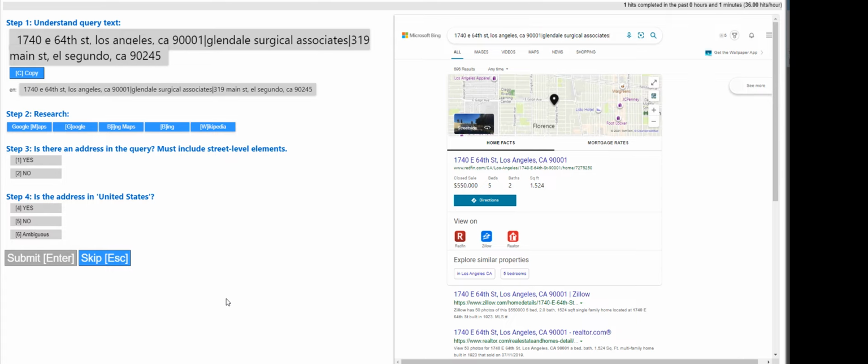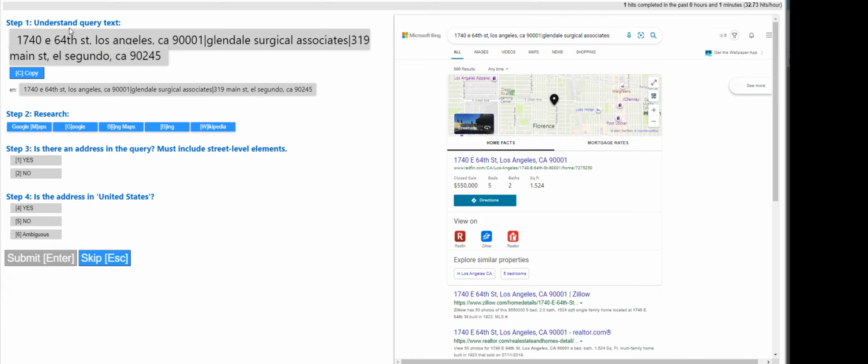Okay, so for this one, again, it's a query. It's the Query Has Address HIT. There is a guideline. I don't want to go through it. I'll explain it to you as much as I can. For this one, we have to understand the query text. For this one, it's 1740 East 64th Street, Los Angeles, California 900, Glendale Surgical Associates, 319 Main Street, El Segundo, California. Now, there are two addresses here, okay?